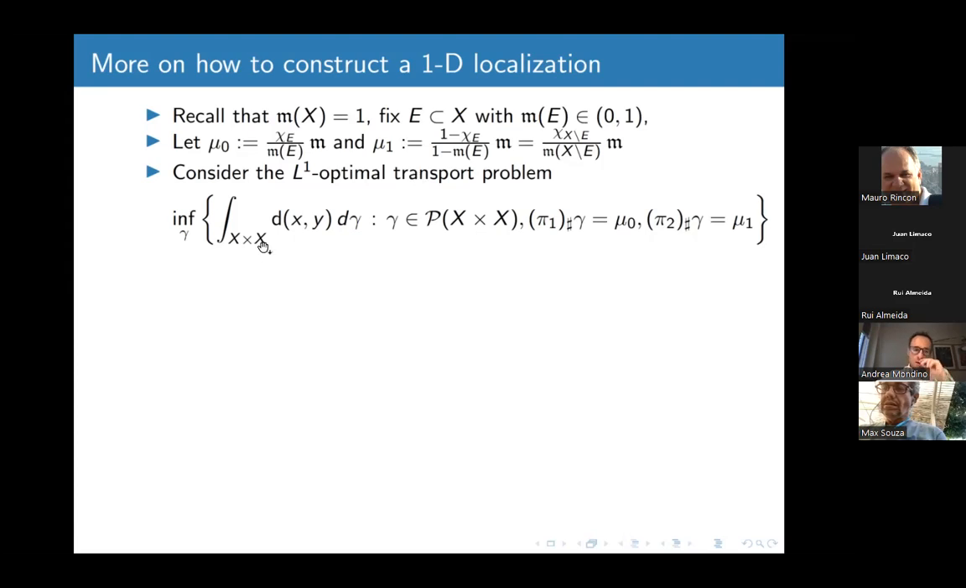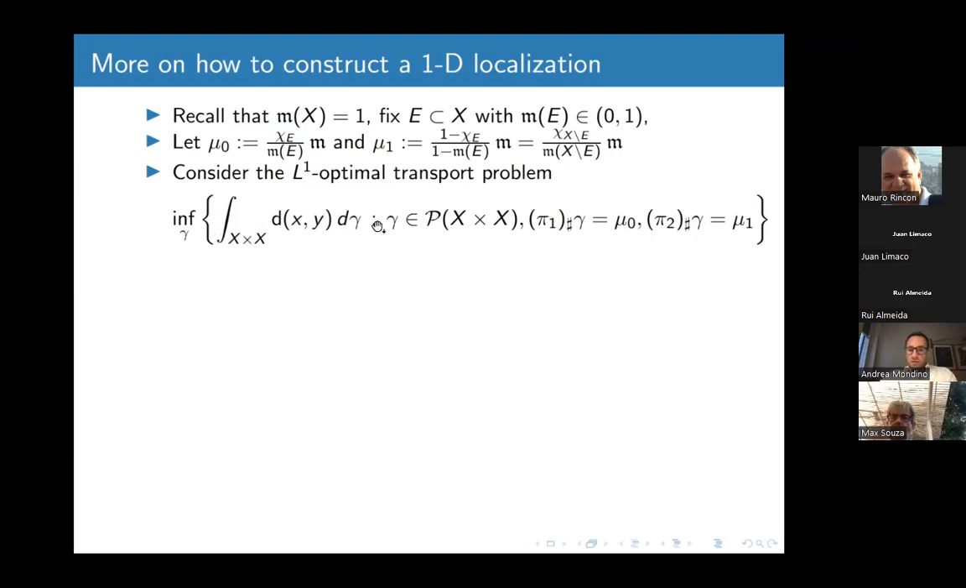It means that you take as mu0 the characteristic measure of the set normalized to be a probability measure, and as a final measure the characteristic measure of the complementary normalized so that it becomes a probability measure. And the L1 optimal transport problem corresponds to taking the infimum among all the possible probability measures on the product X times X, such that the push forward on the first coordinate is the first measure, and the push forward on the second coordinate is the second measure, mu1.